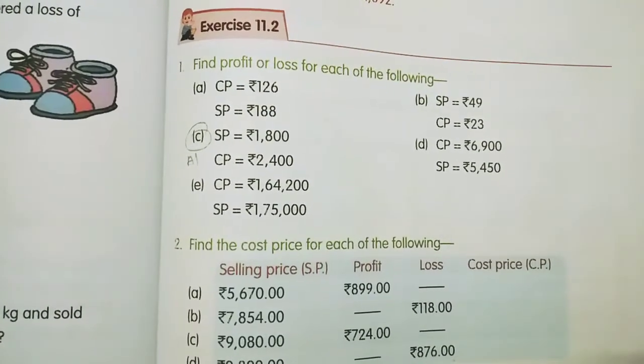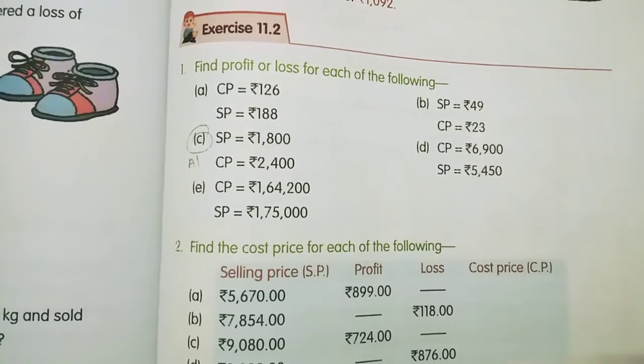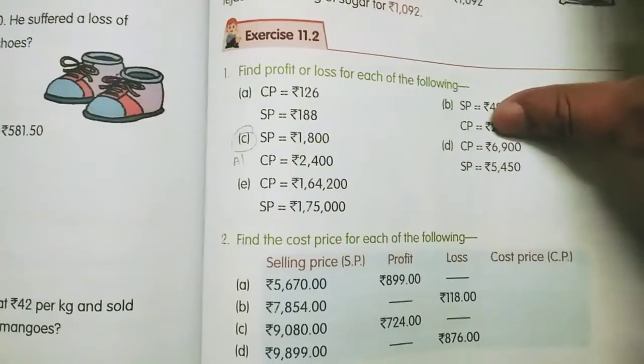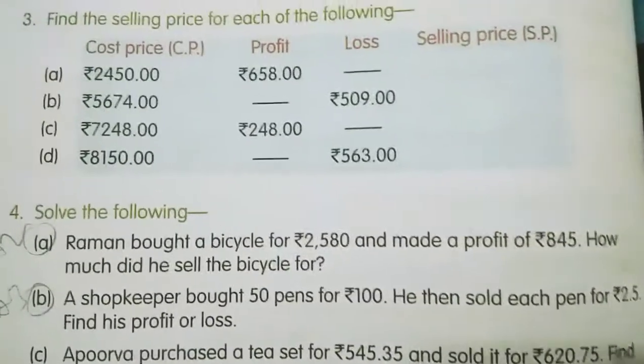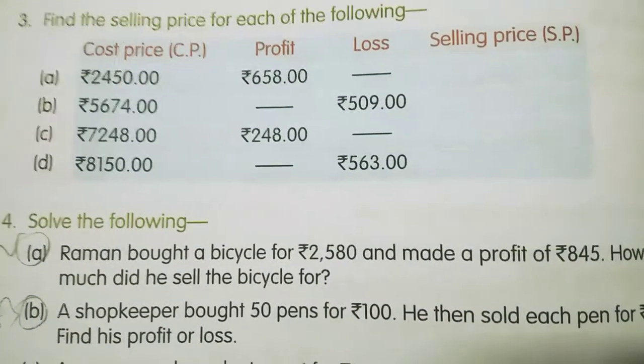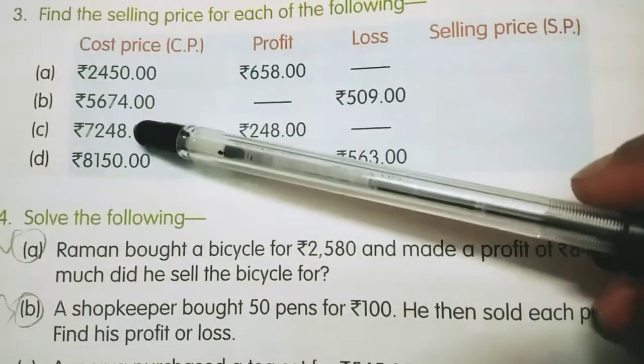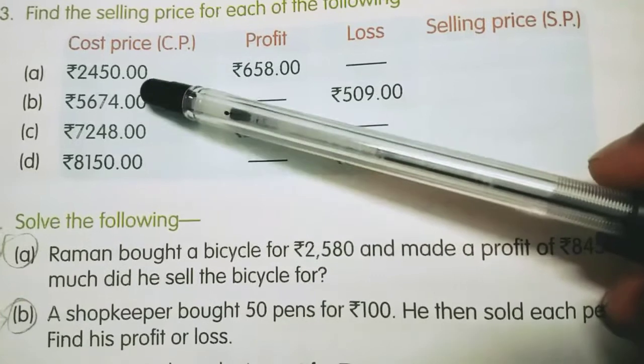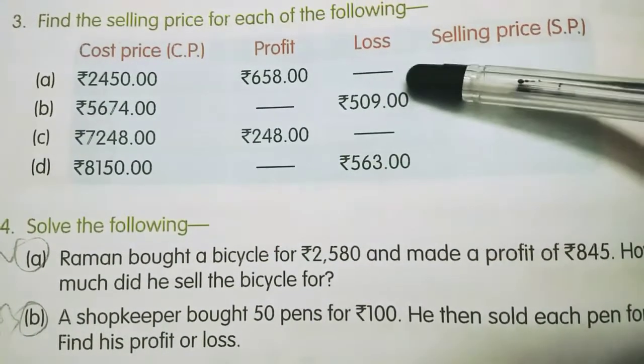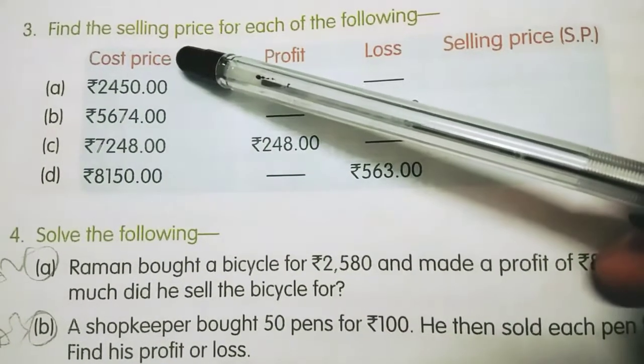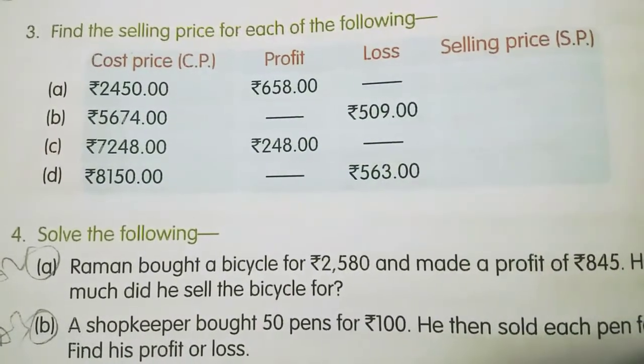So we were discussing exercise 11.2, that is on profit and loss. We have seen question number 1 and 2. Okay. So question number 3, we have solved one question A. Now I am going to solve question number B. Okay, here cost price is given and loss is given. You have to find out what? Selling price. Okay, let's see.